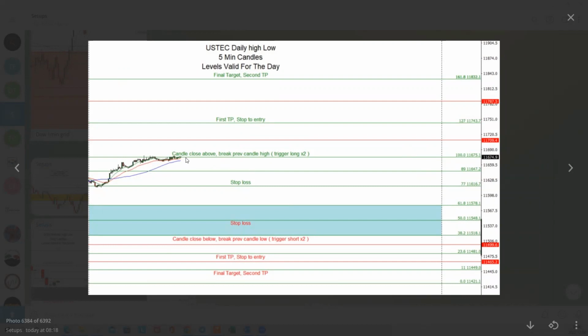If you look at moving averages, 8 is above 21, above 50. That's indicating trend is up. So what we're looking for now is candle close above the 100 level, break previous candle high to aim for the 127 first TP, 161.8 second TP, stop loss being at the 77.